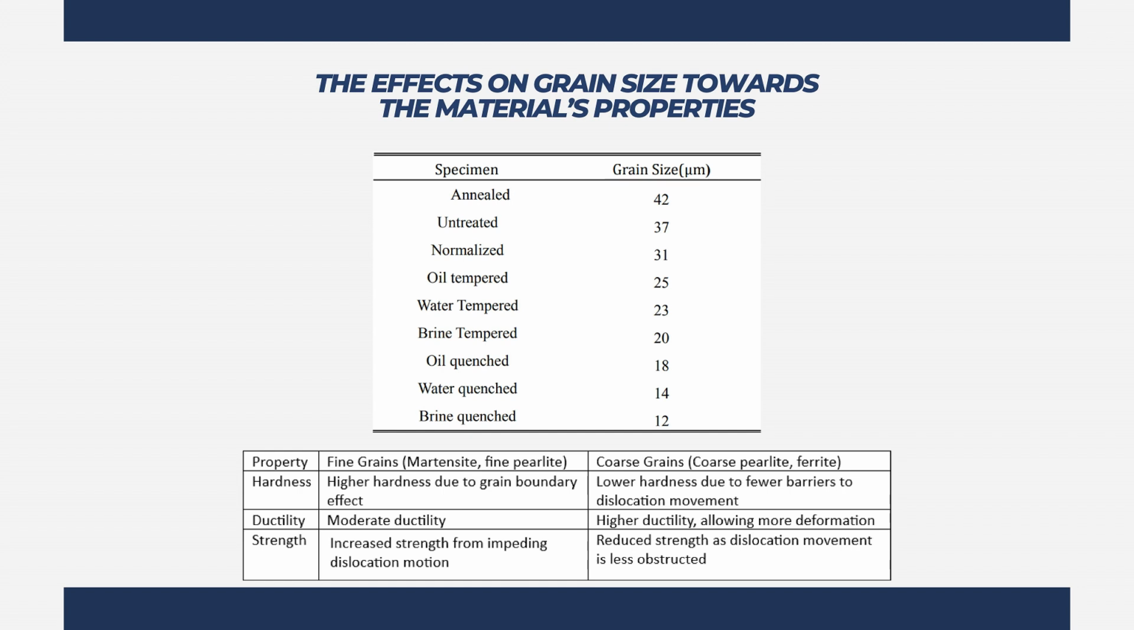Materials with coarse grain size or larger grain size, like coarse pearlite and ferrite structures, have fewer grain boundaries, which allows dislocations to move more easily, which gives the material lower hardness and strength. However, it also increases the ductility of the material, meaning the material can bend or deform more before breaking. Therefore, this material is ideal for applications where flexibility and the ability to absorb impact are crucial.